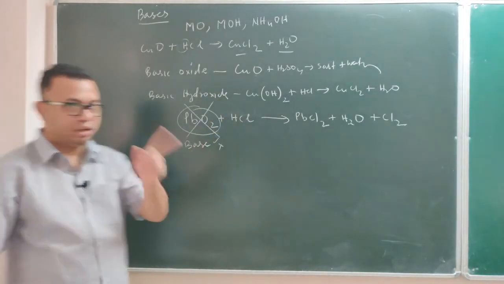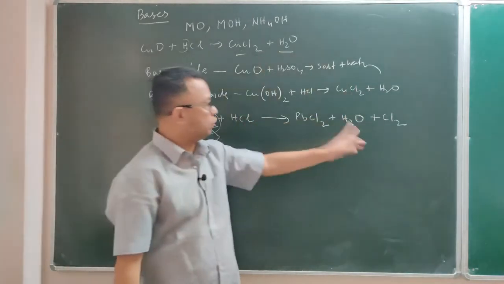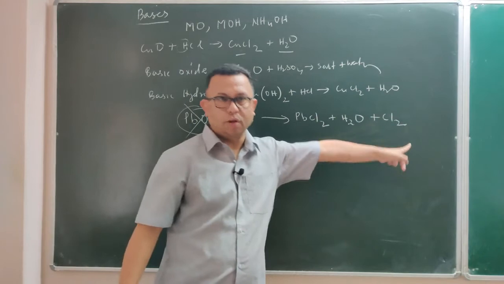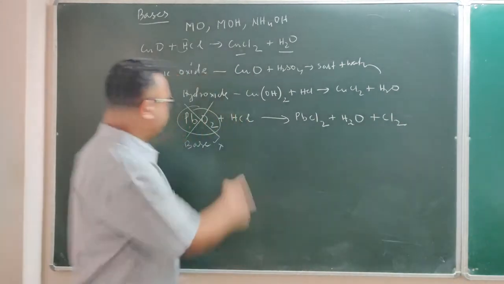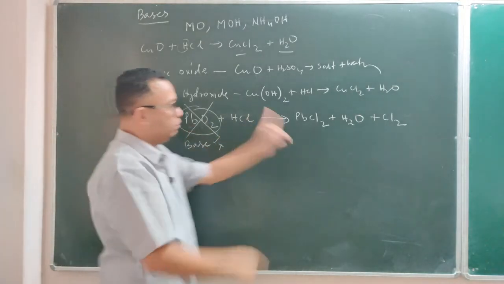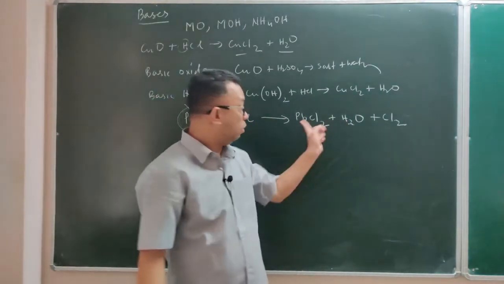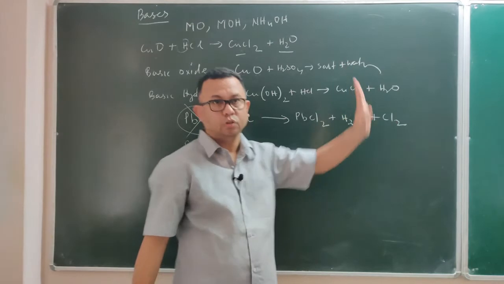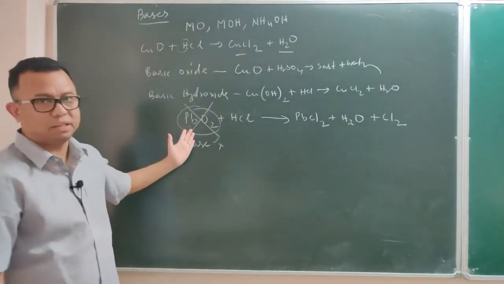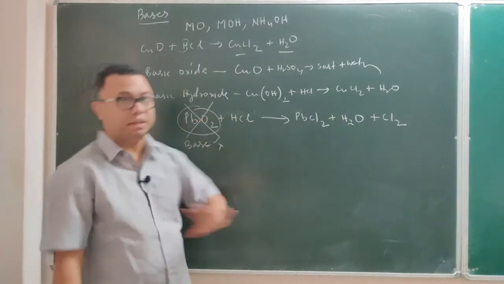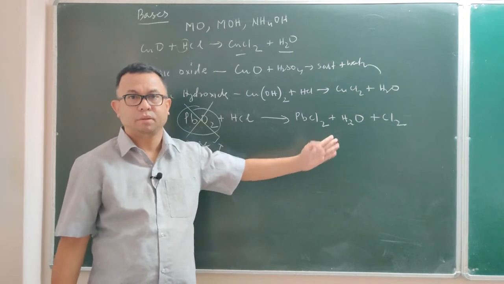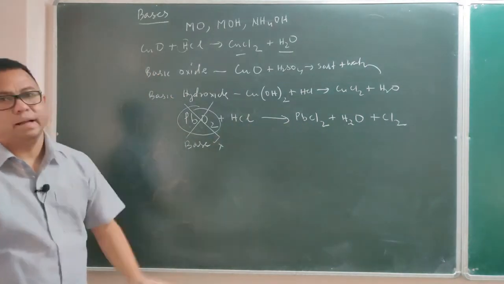Why is it not a base? Because every time in the definition I said as a product it should be salt and water. But here, in addition to salt and water, you have one more product, that is chlorine. Since it is not fulfilling the criteria of a base, because bases are those which should react with the acid to give you salt and water only, but here one more is there. So don't think that all metallic oxides are bases. Here is one example of a metallic oxide. Even though it is a metallic oxide, it is not a base because it is not fulfilling the criteria of a base.